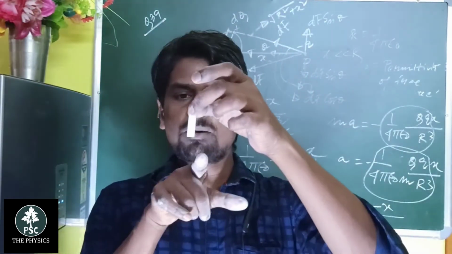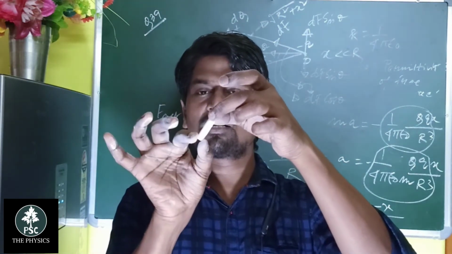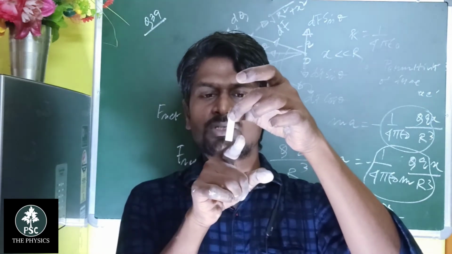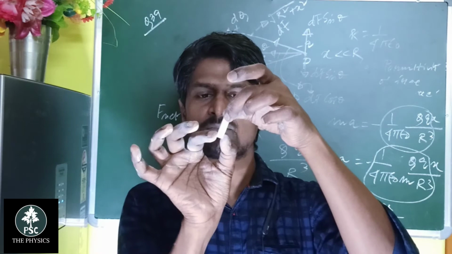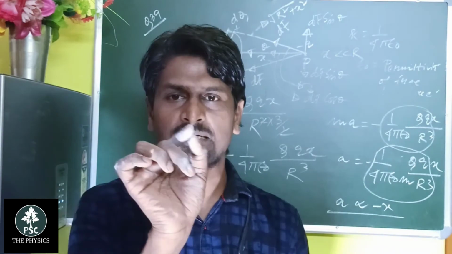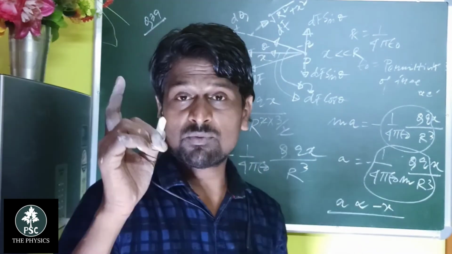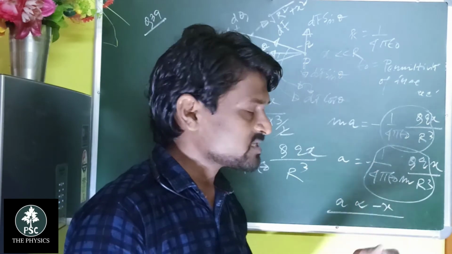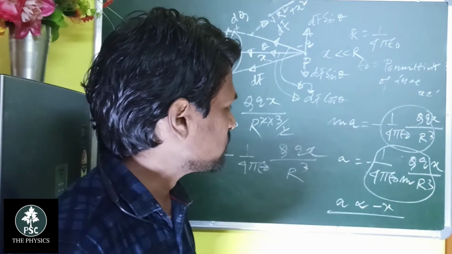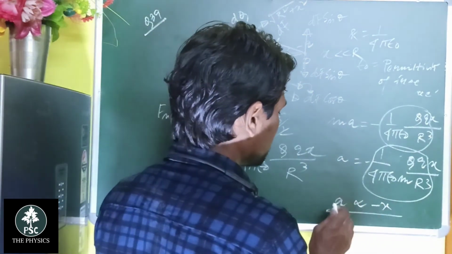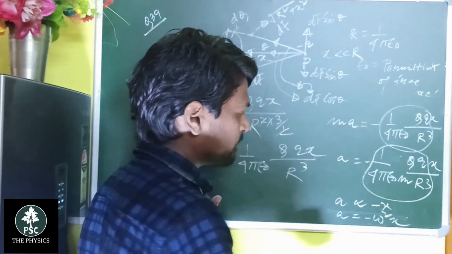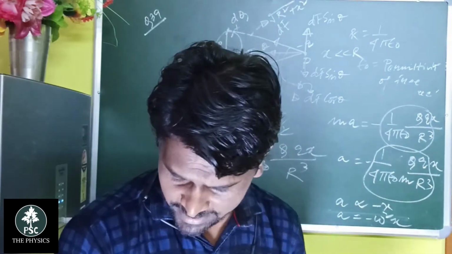Students, think of a pendulum displaced by a small distance. If you displace it some distance from the mean position, it oscillates with some time period, and the acceleration is proportional to the displacement and acts towards the mean position. So the equation is acceleration equals minus omega square x, where omega square is the proportionality constant.